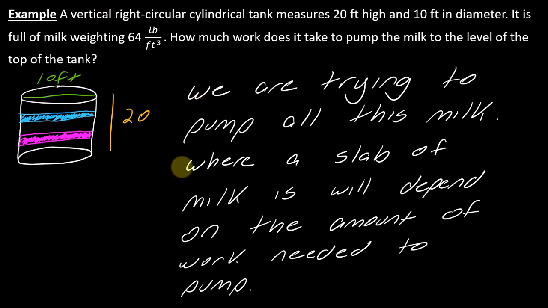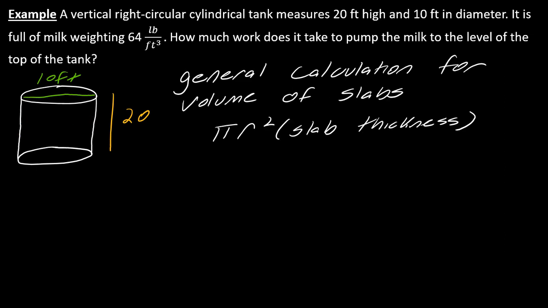So the slab depends on the amount of work needed to pump. So think about how it just takes more work to pump up the pink slab than the blue slab. And we're talking about integration here, so we understand that we want to ultimately make these slabs as small as possible. All right, so I'm going to give you a hint now of how to set things up. So the general calculation for the volume of these slabs, I take the area of the cross section, pi r squared, times whatever my slab thickness is.